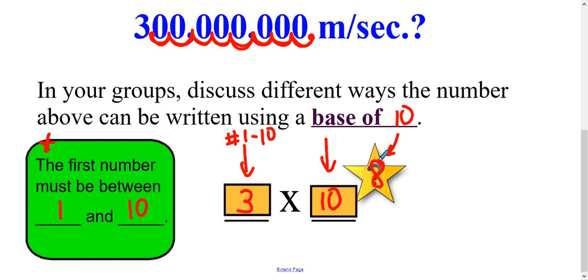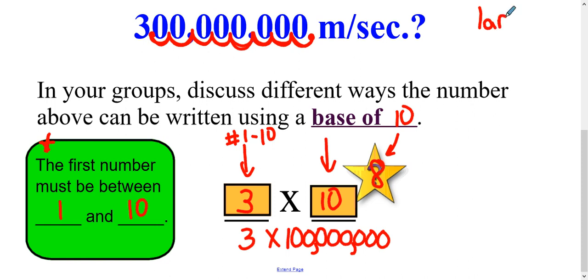And if you think about 10 to the 8th power, this is what it is. 1, 2, 3, 4, 5, 6, 7, 8. Take a look. 3 times 100 million is 300 million. And that's how scientific notation works. The first number must be in between 1 and 10, and that second number is always a base of 10. The exponent is the number of spaces that you move the decimal. For very large numbers, and you should write this down, large numbers, like 300 million is a large number, that's a positive exponent.